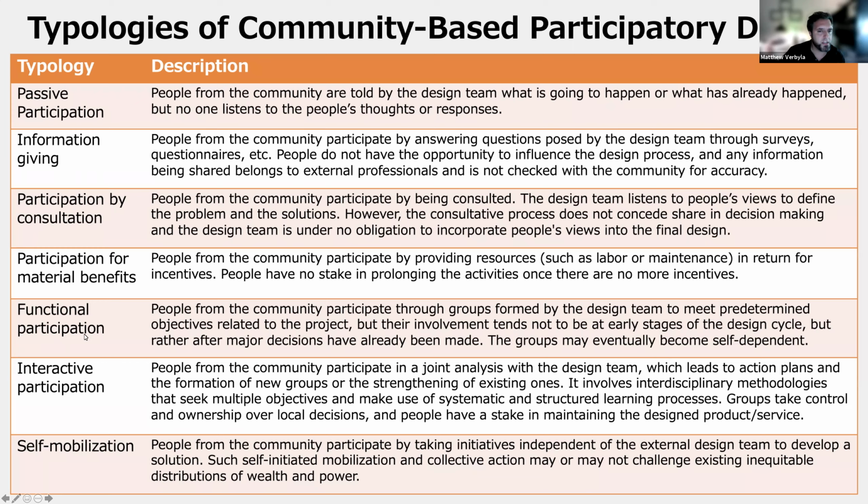The next typology here is functional participation. So here, people from the community participate through groups that might be formed by the design team to meet predetermined objectives that are related to the project. Their involvement in the design might be more detailed than the first four typologies, but this involvement doesn't necessarily happen at the early stages of the design cycle, right? So maybe some major decisions have already been made, but the groups nevertheless are influencing how the design is going to be implemented and influencing some decisions that are made, right? So the design group is ceding some of that decision-making power to the community, and these groups may eventually become self-dependent, right? Unlike the participation for material benefits typology, where they tend to go away after incentives go away.